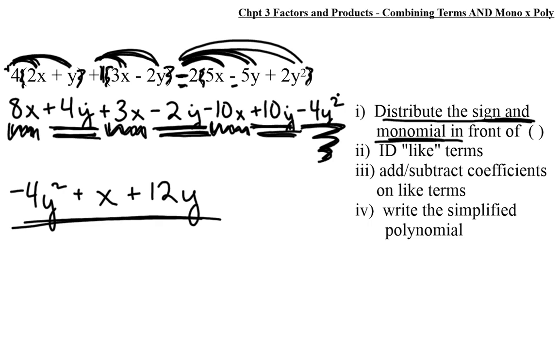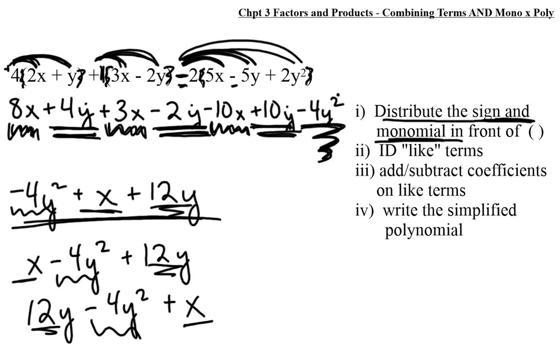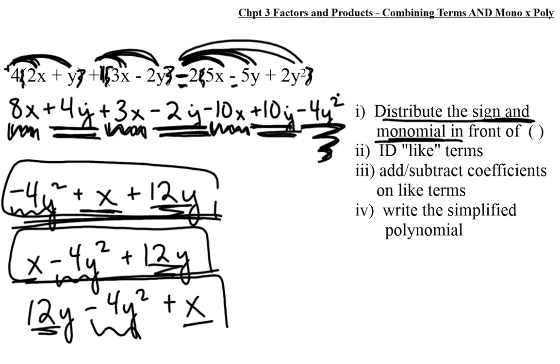There's your simplified form. Again, you could write this all kinds of different ways as long as you have those 3 terms with the correct sign. That's what's important. We need to make sure that no matter what, you have a positive x, you have a negative 4y squared, and you have a positive 12y. All kinds of ways to write it. All acceptable. Just make sure you have the right stuff in each situation.